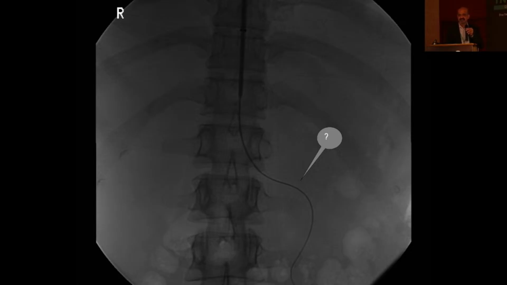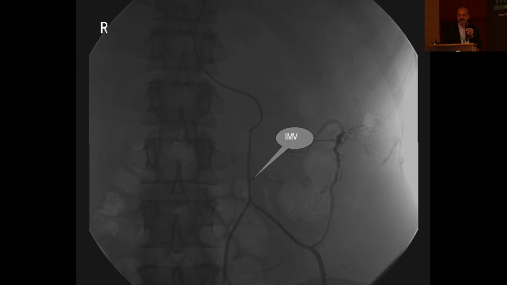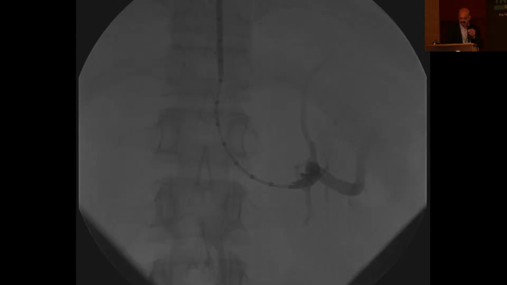Any guesses? But we are sure it is not in the peritoneal cavity because the wire manipulation was very smooth. So this could represent the inferior mesenteric vein. So this is the venogram, how it looks. The blood is going more to the periphery. It's going to the mesenteric branches. And this is the initial venogram.